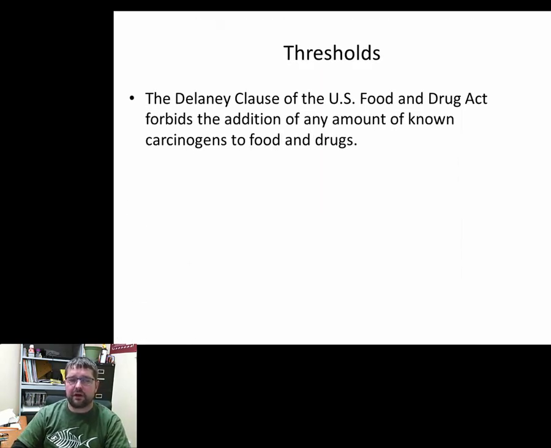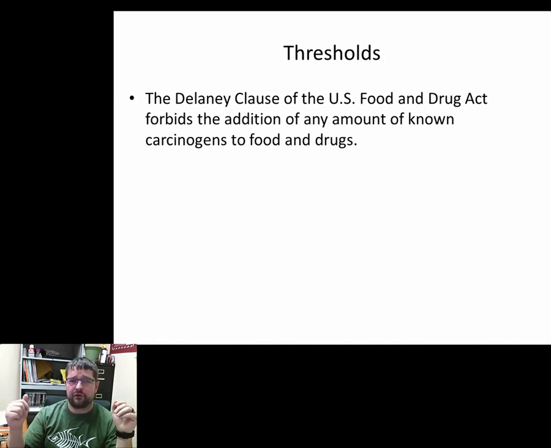All right, so that brings me to thresholds and what we call the Delaney Clause. Delaney was a congressman who wanted to put together an act that forbade the addition of any amount of material known to be a carcinogen in foods or drugs. This started, I think, in the 60s, it might have been a little later, in the 70s. And this was the clause.